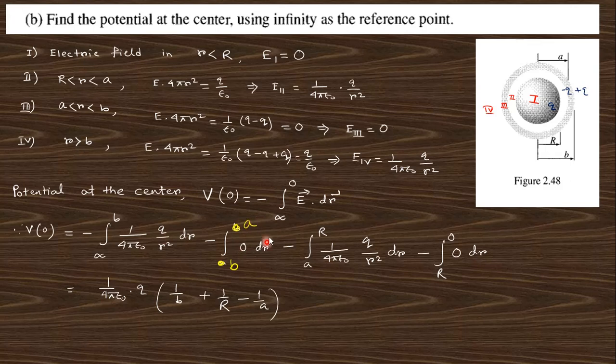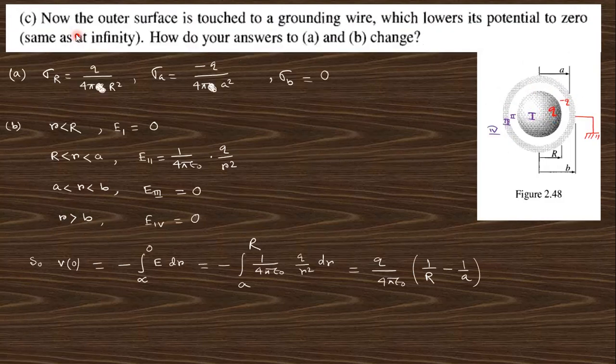In this region, this is 0, this is 0, only these two are present, so you will get q by 4 pi epsilon naught times 1 by b, and 1 by infinity is 0, 1 by a, 1 by r minus 1 by. So finally you get the potential for this configuration. Clear? For any doubt you must comment in the comment box. Go to the next question, next part.